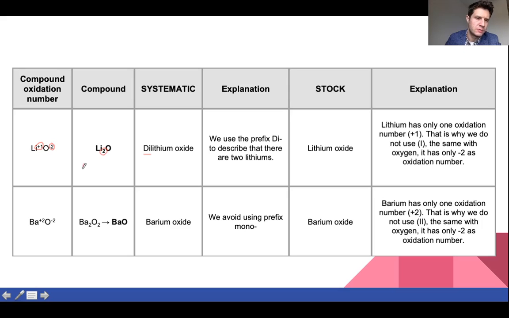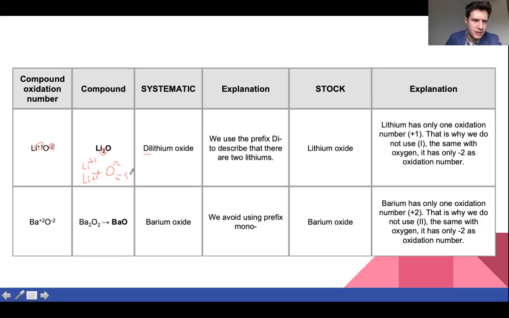So we are going to have 2 lithiums, okay, and 1 oxygen. Okay, so why do we put 2? Because lithium has oxidation number +1 and +1, and the oxidation number of oxygen is -2. So +1 and +1 is 2. 2 minus 2 is equal to 0.